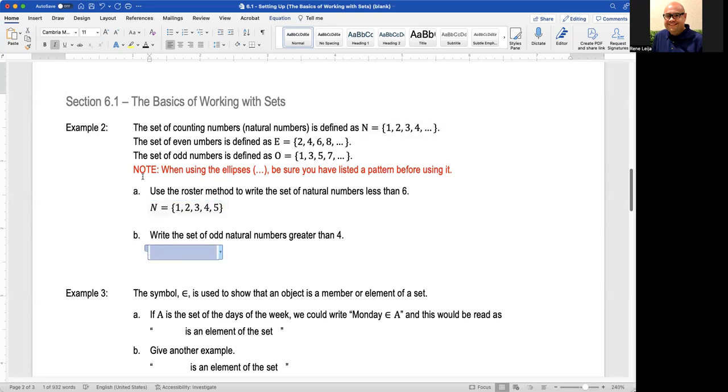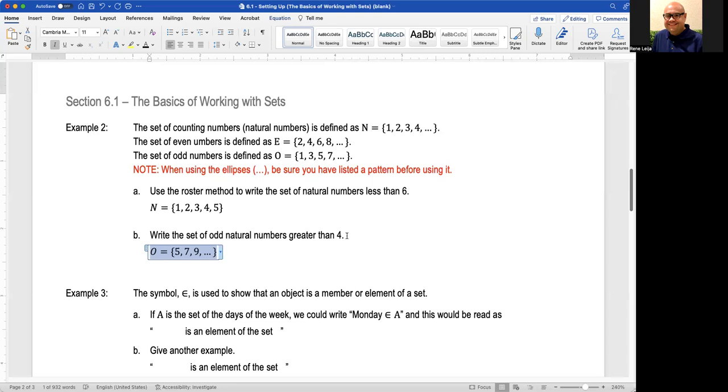Now write the set of odd numbers that are greater than 4. Well, 4 is an even number, so we wouldn't be including that anyway. So we would start with 5, 7, 9, and again, that's enough to list the pattern. So then I could use the ellipses.